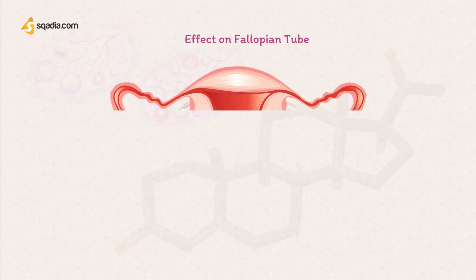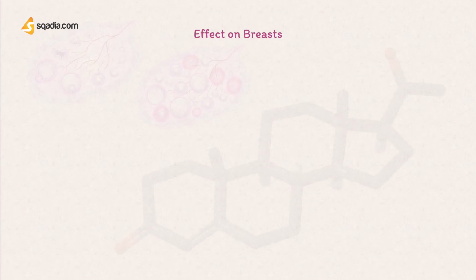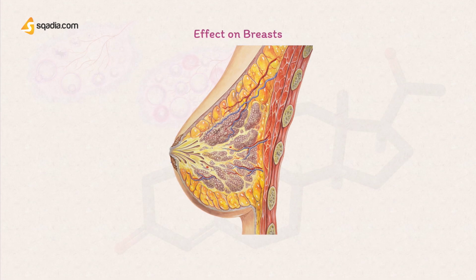Now, let's talk about the effects of progesterone on the fallopian tubes. Progesterone promotes and increases the secretion by the mucosal lining of the fallopian tubes. These secretions are necessary for the nutrition of the fertilized ovum, dividing ovum as it transverses the fallopian tube before implantation.